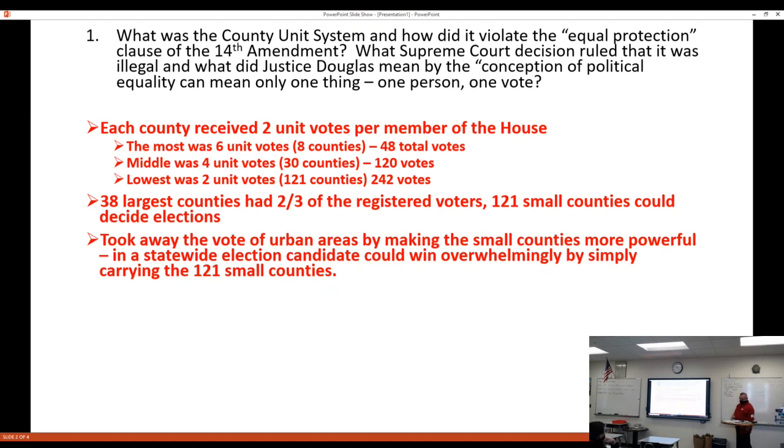And so what the county unit system is trying to do is take away the urban vote. Why? Who lives in the urban areas? 2 groups of people.